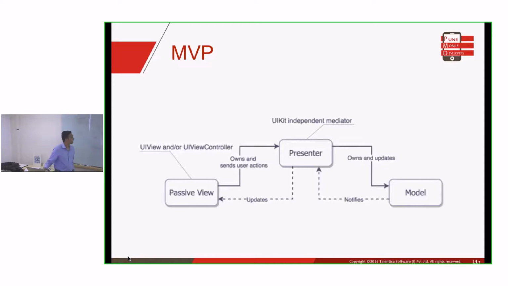So this is the typical pattern which we are creating. Passive view, which owns and sends action to the presenter. Presenter owns and updates the model, it modifies. And again, the presenter updates the UI based on whatever data is received. So in a way, it is better than using the typical MVC. And it is maintainable.